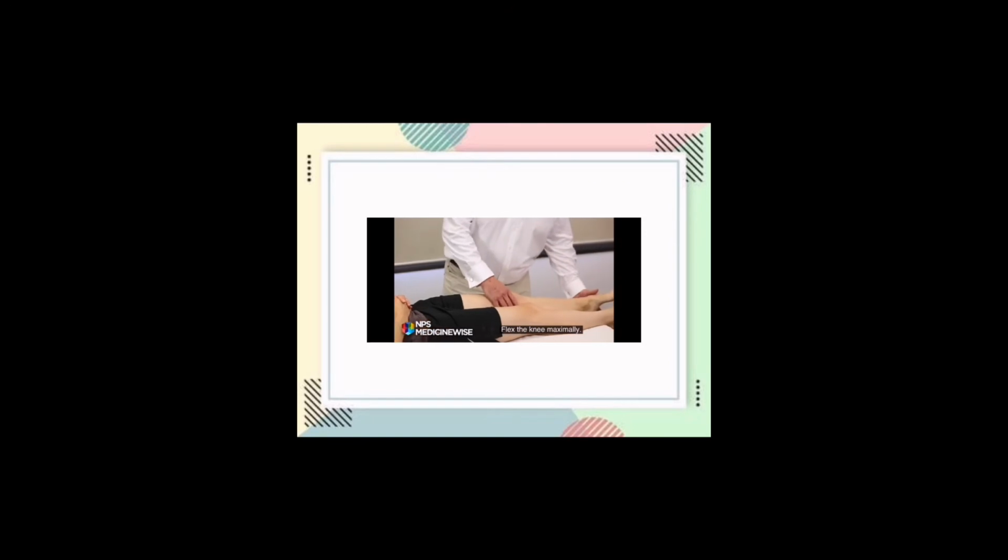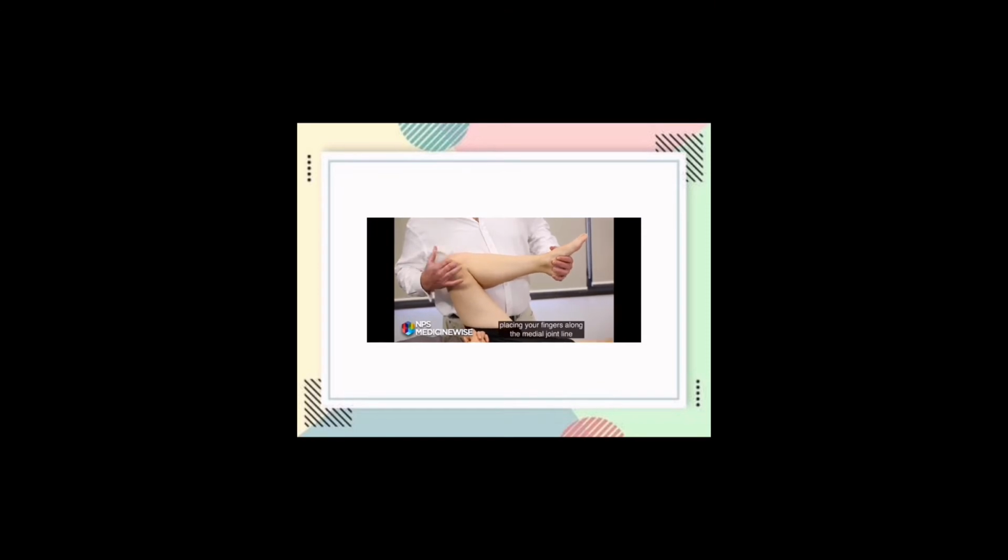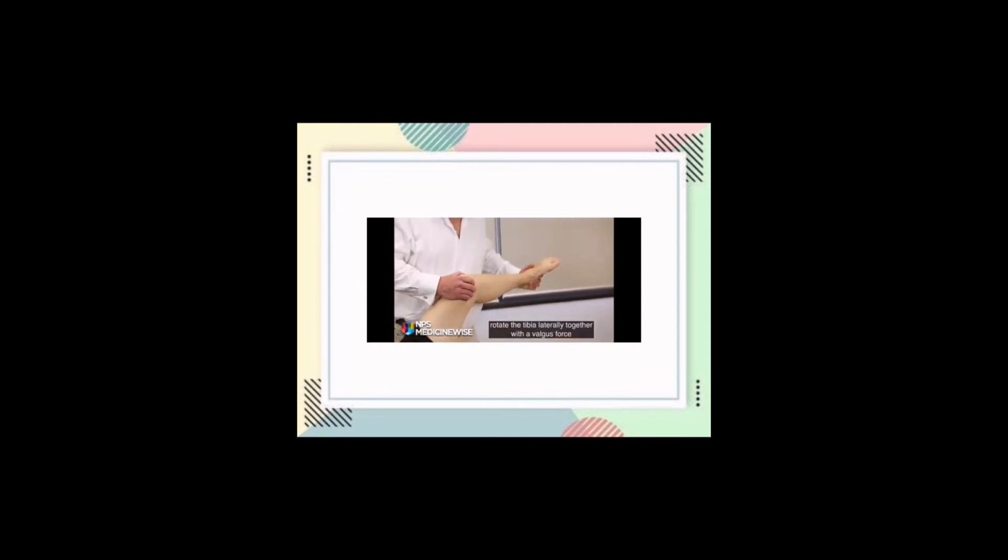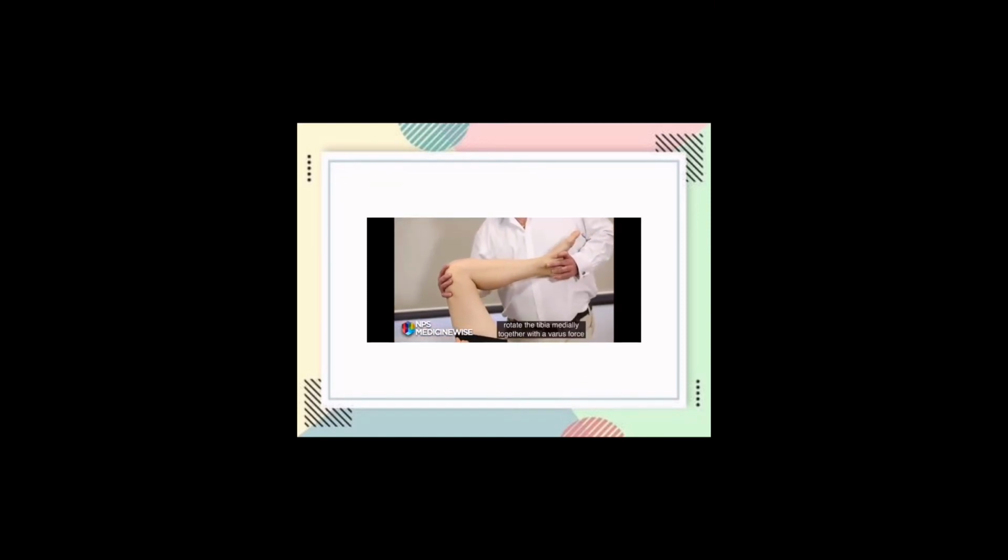Patient lies supine. Flex the knee maximally. Hold the foot, grasping the heel with one hand. Then hold the knee joint with the other hand, placing your fingers along the medial joint line to assess the medial meniscus and the lateral joint line to assess the lateral meniscus. For the medial meniscus, rotate the tibia laterally together with a valgus force and at the same time extend the knee. For the lateral meniscus, rotate the tibia medially together with a varus force and at the same time extend the knee.